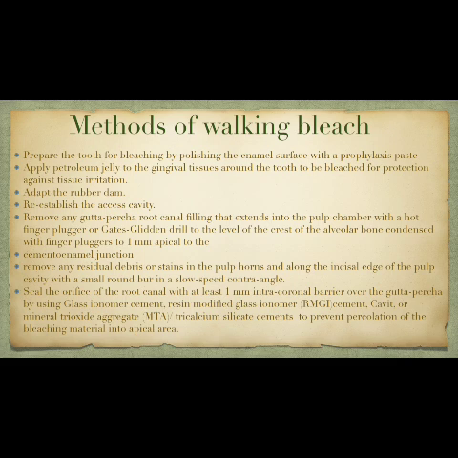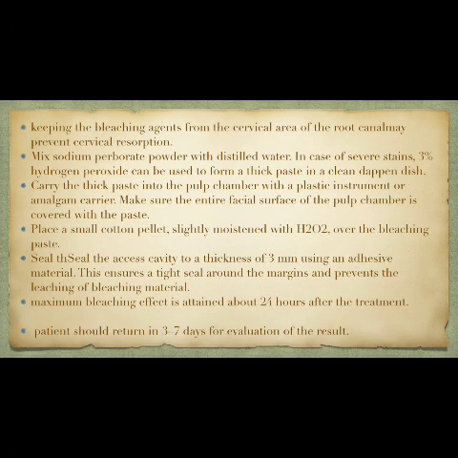Then seal the orifice of the root canal with at least a 1 mm intracoronal barrier over the gutta percha using GIC, resin modified GIC, then MTA or tricalcium silicate cements. These are all used to prevent the percolation of the bleaching material into the apical area. Then keeping the bleaching agent from the cervical area of the root canal may prevent cervical resorption.